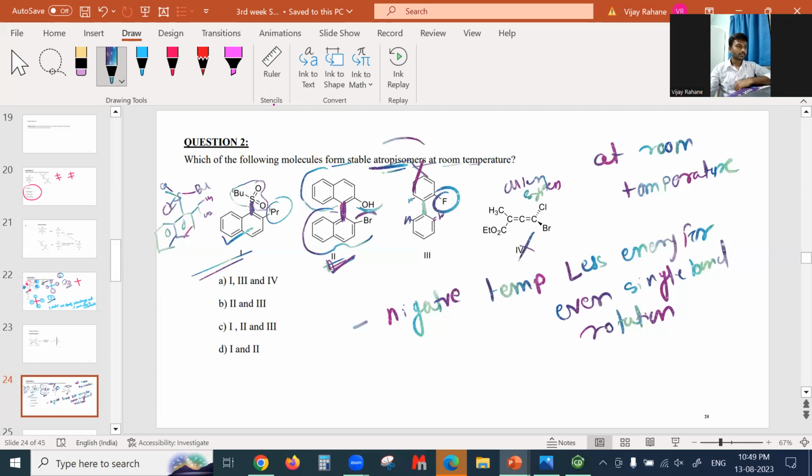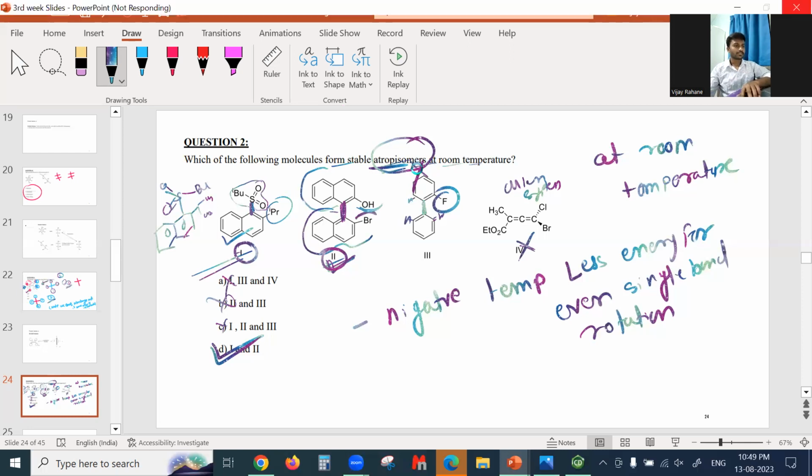So they have mentioned atropisomerism. So these are the arene systems. They do not belong to atropisomerism. So the correct option should have 1 and 2. Option D is the correct option here. So only 1 and 2 show stable atropisomerism at room temperature as well.